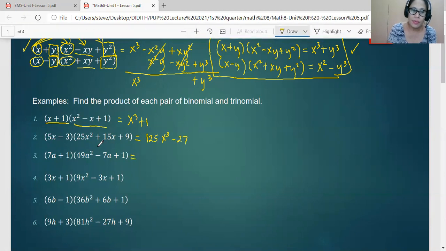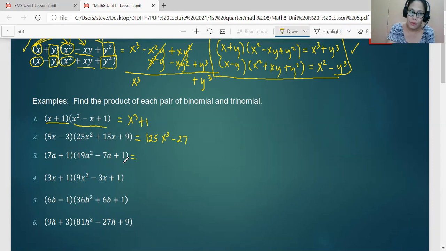Here, the square of 7a is 49a squared. Here, the square of 1 is 1, which is the third term of this trinomial factor. And the middle term here is the product of the first term and the second term times negative 1. So we have negative 7a as the middle term of this trinomial factor.